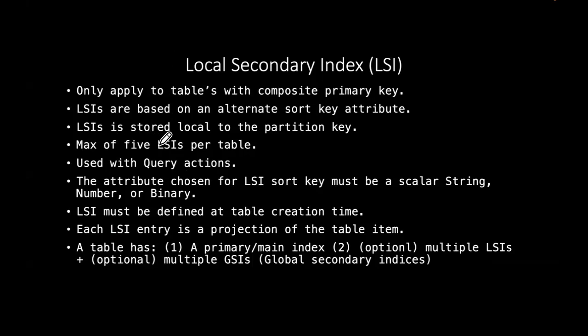You can have a maximum of 5 LSIs per table. So there is an upper limit. And we use the LSIs with our query actions. Moving on, I'm just reading out the stuff, but the attribute chosen for an LSI can either be a scalar string, a scalar number, or a scalar binary. Nothing unusual there. The LSIs must be defined at table creation time.